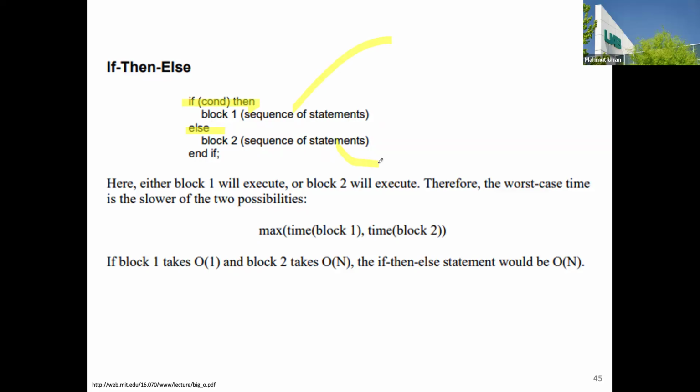If you have the if-else statement, you calculate them separately. You find their time complexity separately. If I'm asking for the best case, you will get the minimum one. If I'm asking for the worst case, you are going to say, yeah, I'm going to be pessimistic. I will get the maximum one. That means if it is two separate blocks, we get the maximum one because we are calculating the worst case.